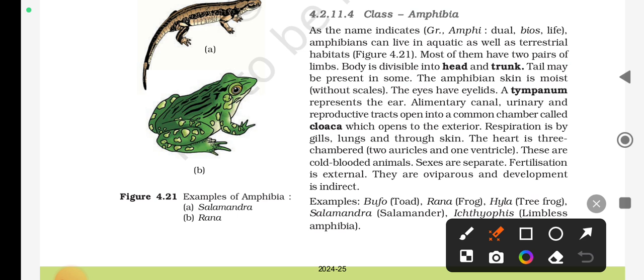Students, the important point is that amphibians are those organisms which can live in water as well as in terrestrial habitat. Remember frog. The next important point: they have a three-chambered heart, two auricles and one ventricle.